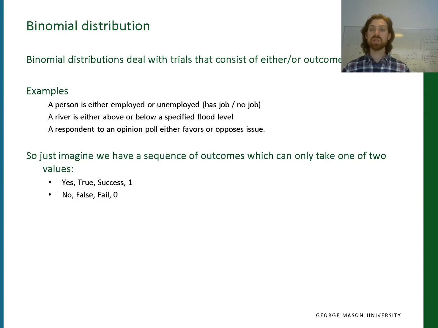Binomial distributions deal with trials that consist of either/or outcomes. So a person either has a job or they don't, and a river is either above or below a specified flood level. Or respondents in a particular poll may either favour or oppose a particular issue on a binary scale, for example. So just imagine that we have sequences of outcomes which can only take these two values: yes, no, true, false, success or fail, 1 or 0.